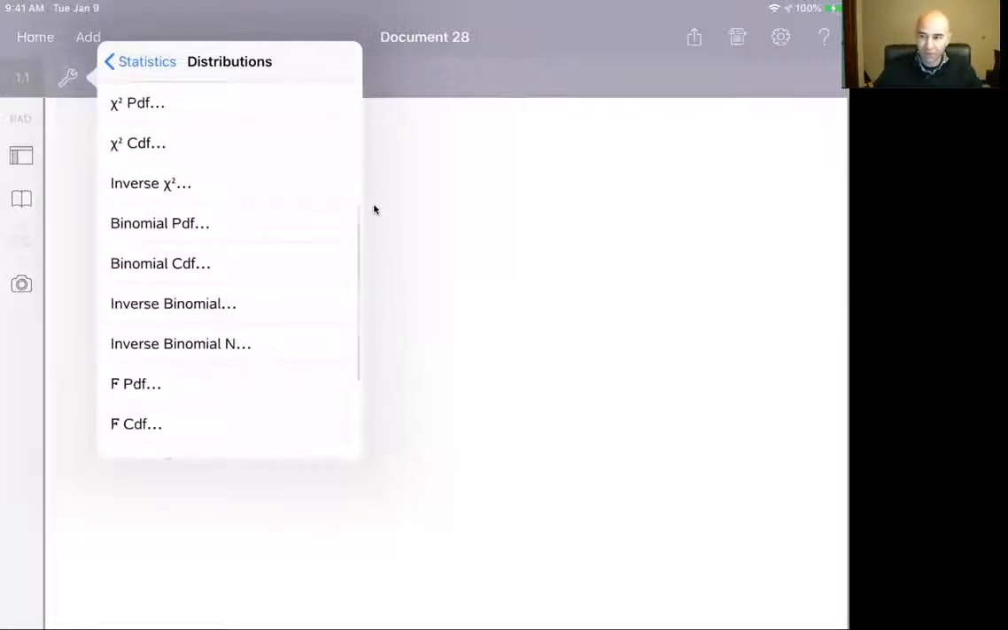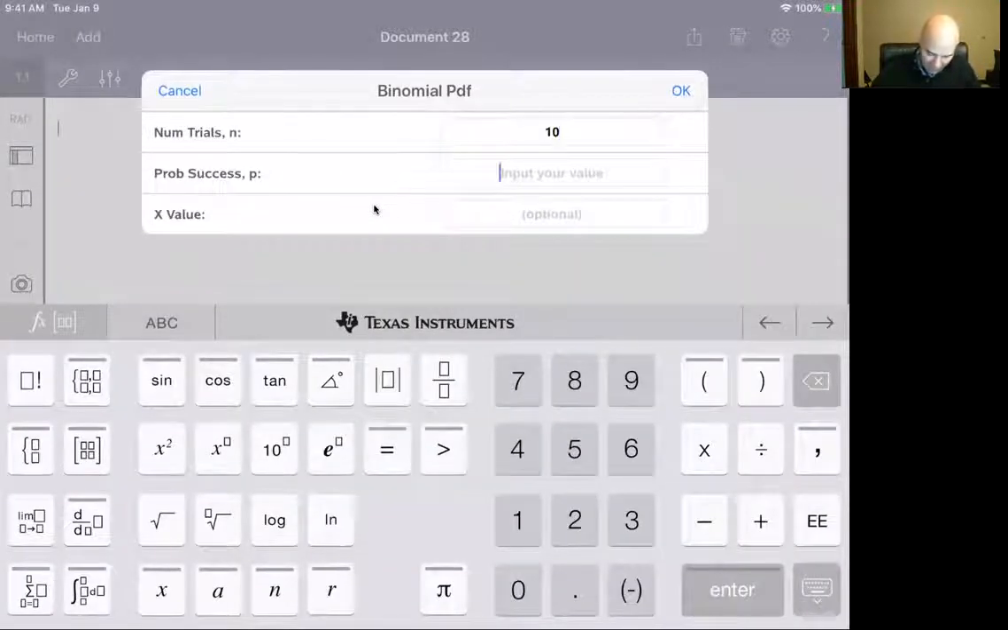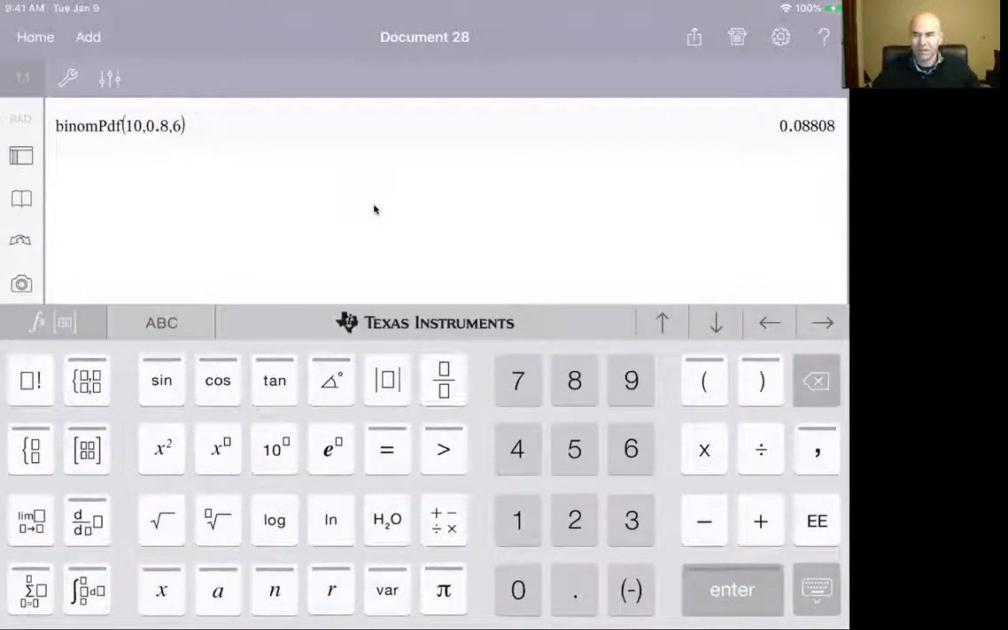Now, if I want to find the probability of getting exactly 6, I can do a PDF. It says how many trials. I was shooting 10. I'm an 80% free throw shooter. I want to make 6. Hit enter. And that does the calculation for you.